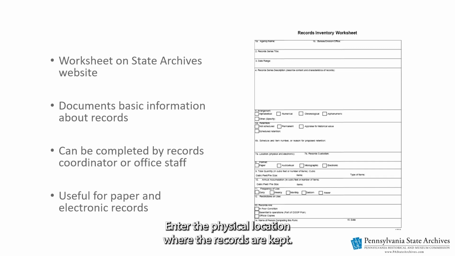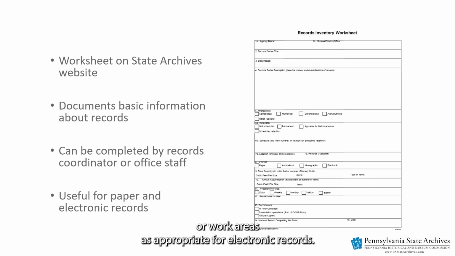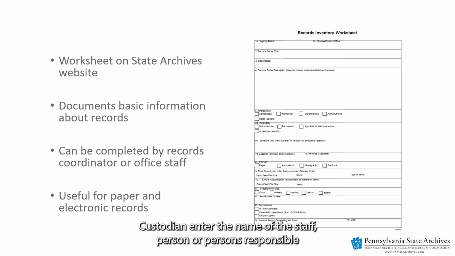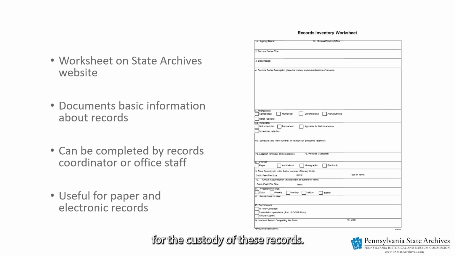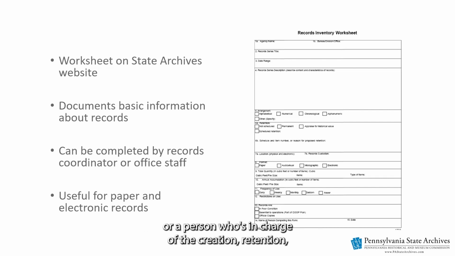Location. Enter the physical location where the records are kept. Include room numbers and areas of storerooms, offices, or work areas as appropriate. For electronic records, enter the name of the shared drive, cloud storage area, or specific computer where these files are stored. Records custodian. Enter the name of the staff person or persons responsible for the custody of these records. This may include a staff person who has physical access to the storage area, a person with the most knowledge about the records and their use, or a person who's in charge of the creation, retention, and disposal of these records.